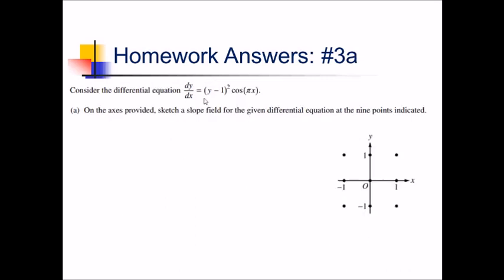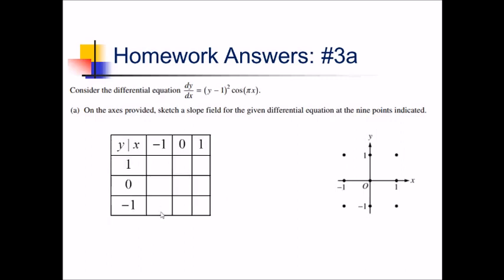For this problem, we've got this differential equation with a squared and a cosine piece to it, which is kind of interesting. We want to sketch the slope field for this thing using these 9 points here. So I'm going to set up a table with x values ranging from -1 to 1 and actually y values in the same dimensions. So let me do my columns here.